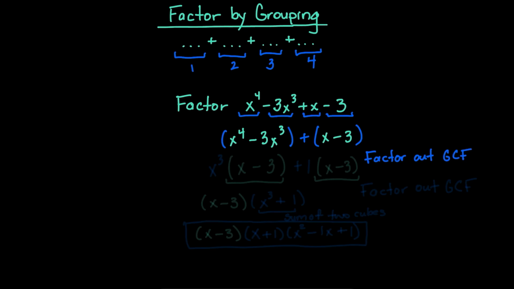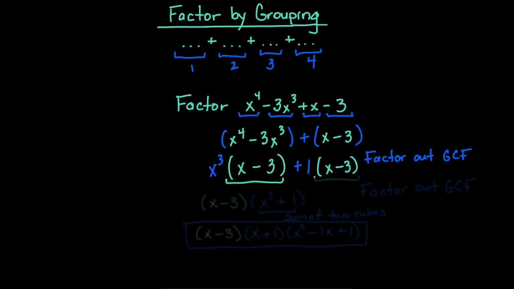In my first grouping, 1 and 3 are relatively prime, and the GCF between x to the 4th and x cubed, remember always the smallest, is x cubed. X to the 4th divided by x cubed is x, minus 3x cubed divided by x cubed is 3. In my second grouping, 1x and negative 3 are relatively prime, so their greatest common factor is 1. And we're left with x minus 3.